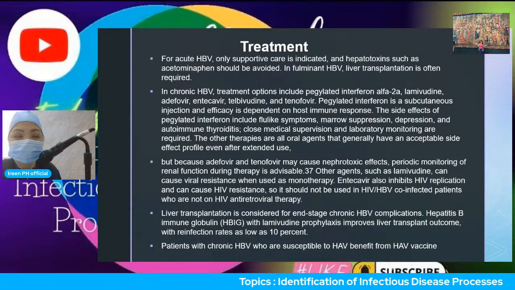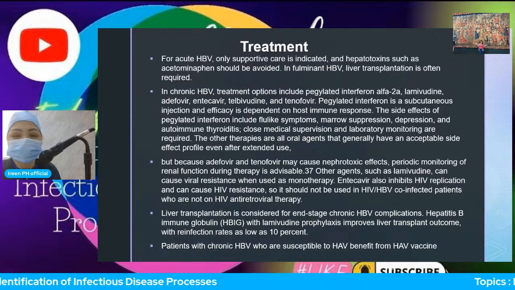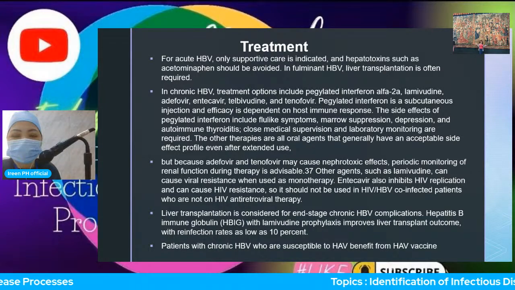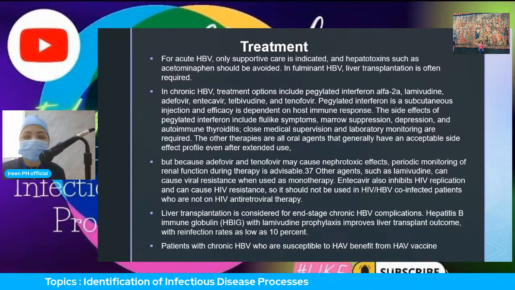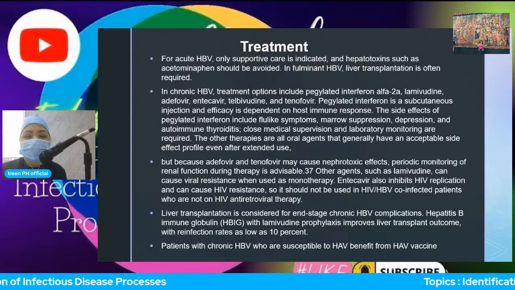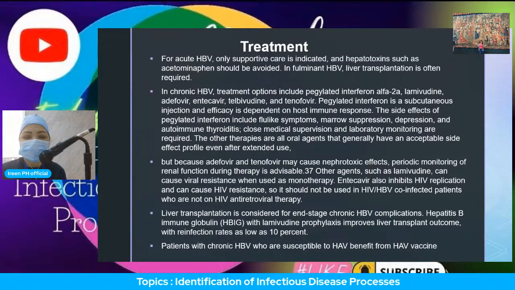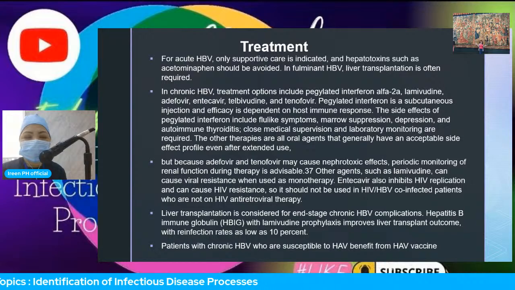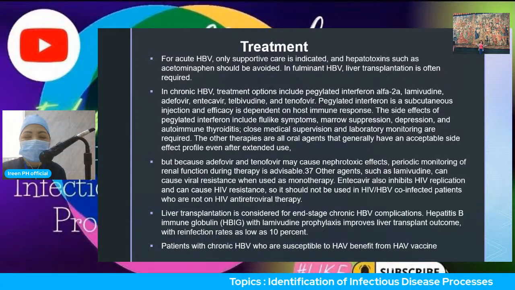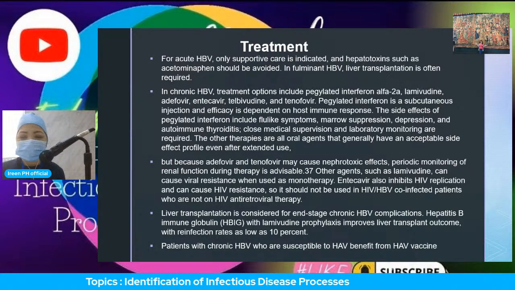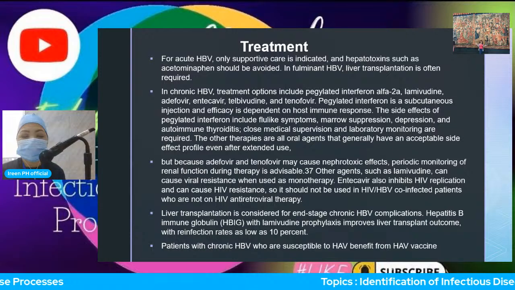Okay, for the continuation, treatment for acute hepatitis B virus: only supportive care is indicated. Hepatotoxins such as acetaminophen should be avoided. For fulminant hepatitis B virus, liver transplantation is often required.